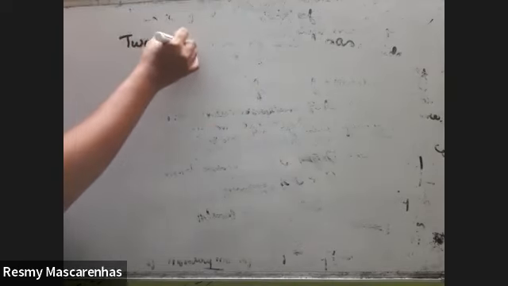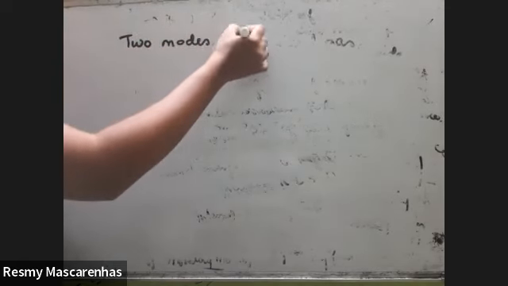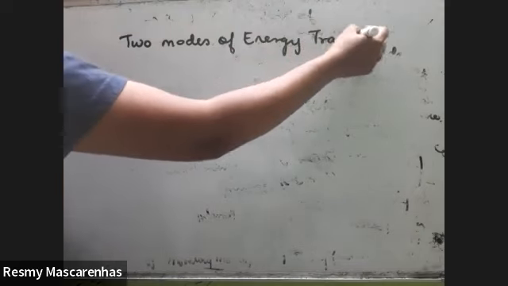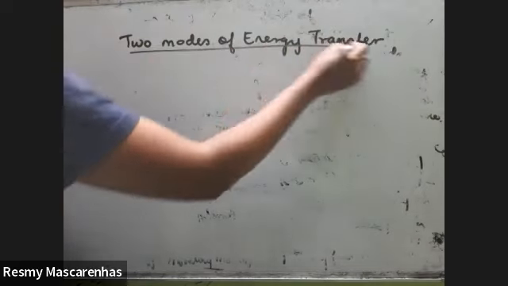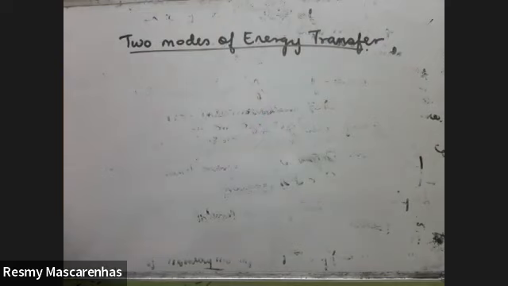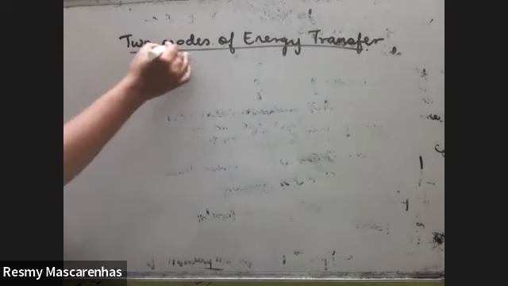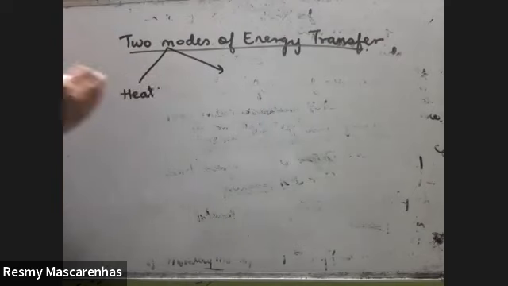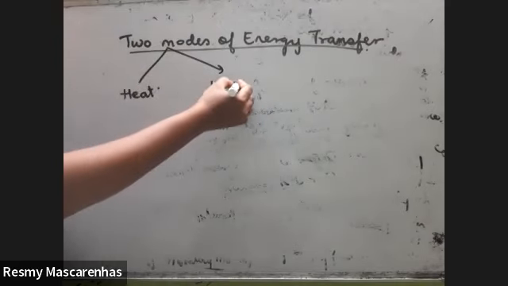Two modes of energy transfer. If you want to transfer energy to any system, basically you want to give some energy to a system, you can do it in two ways. The two modes are, one is by providing it heat or by doing some work on that system.